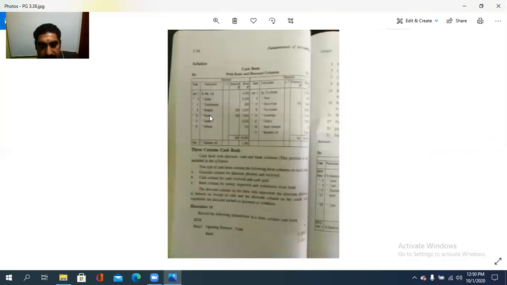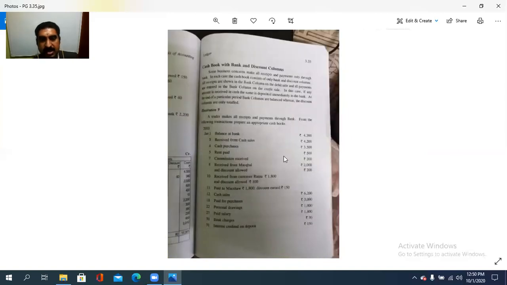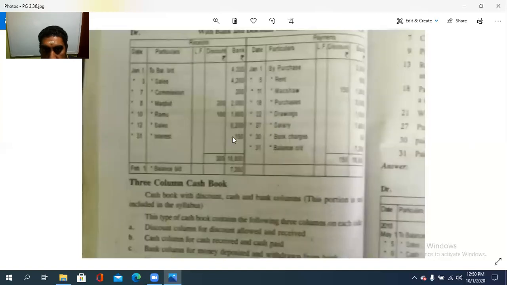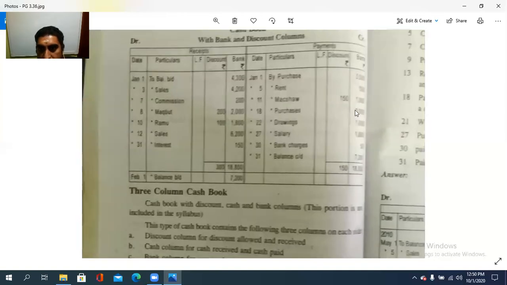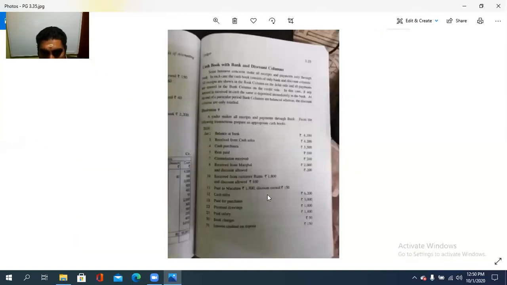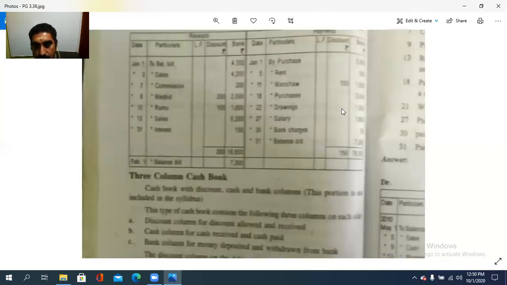See, to sales 6,200. Then next item, paid for purchases. Purchases in purchase account debtor to cash, isn't it? Or to bank by purchases. Look here. By purchases, look, 3,000. Then personal drawings. So drawings account debtor to cash. So by drawings, it is 1,000.